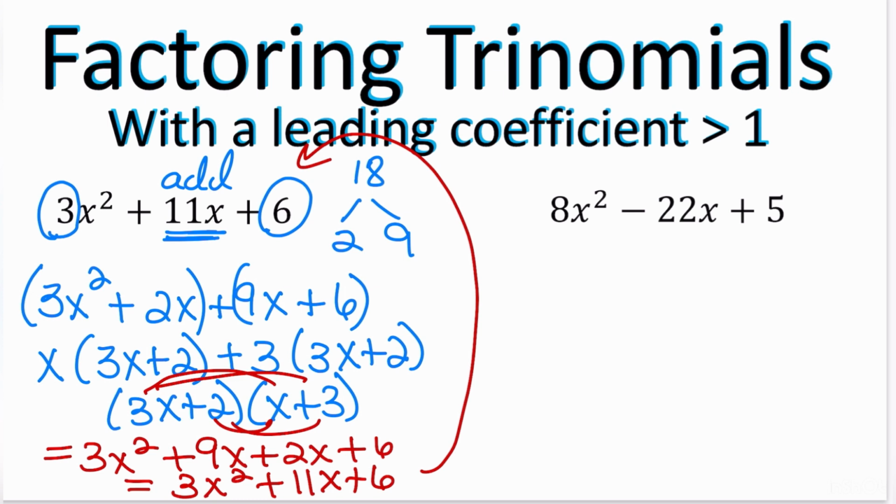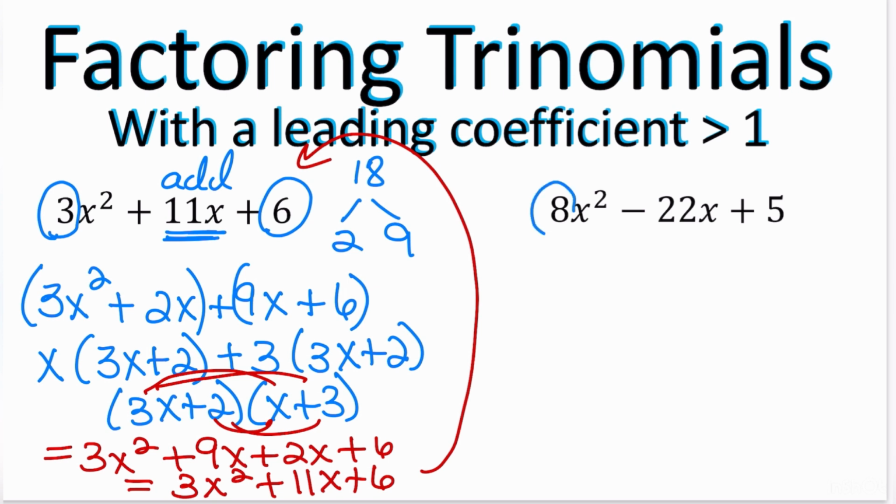Let's go ahead and try the one on the right-hand side. So we're going to do the same process. This is a trinomial. We look really quickly to see if we have a GCF, and we don't, because not everything is divisible by the same number. We have 8, 22, and 5. And then not everything has an x. So I'm going to continue factoring the way I showed you earlier.